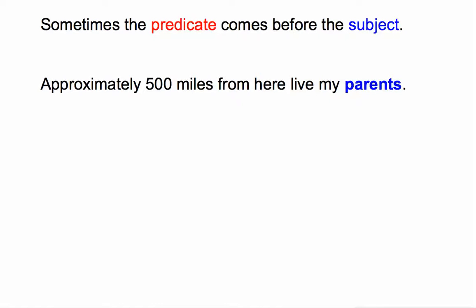What words or phrases describe the parents? Here, just my. What do my parents do? They live. What tells us more about live? Approximately 500 miles from here tells us where they live. So since it describes the verb, the simple predicate, it's part of the complete predicate.